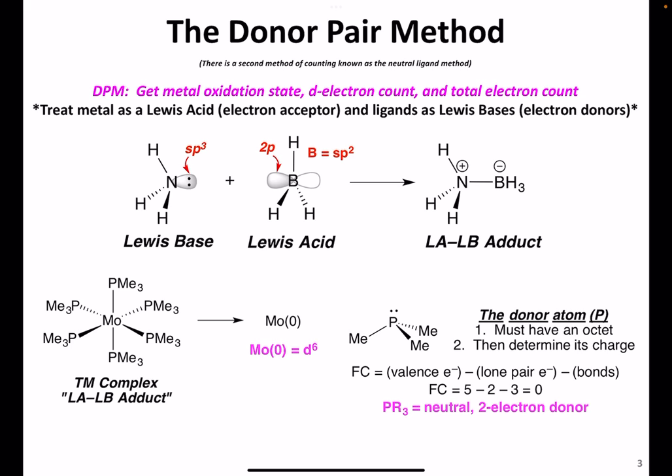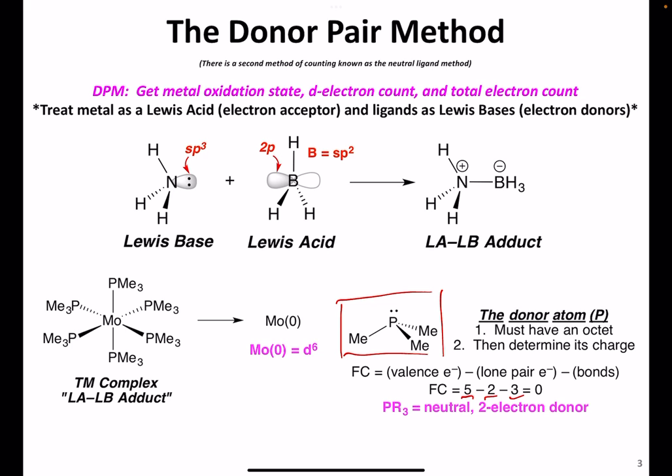When we're considering our ligands, what we always want to consider is that the donor atom in 99% of cases must have an octet. We see here that our phosphorus atom does have an octet. What we then want to figure out is the charge on this donor ligand. To calculate the charge, we calculate the formal charge on the donor atom, in this case phosphorus. Phosphorus has 5 valence electrons, it has 2 lone pair electrons, and it has 3 P-C bonds. 5 minus 2 minus 3 equals 0. So the phosphorus atom itself has no charge. PMe3 is a neutral 2-electron donor.